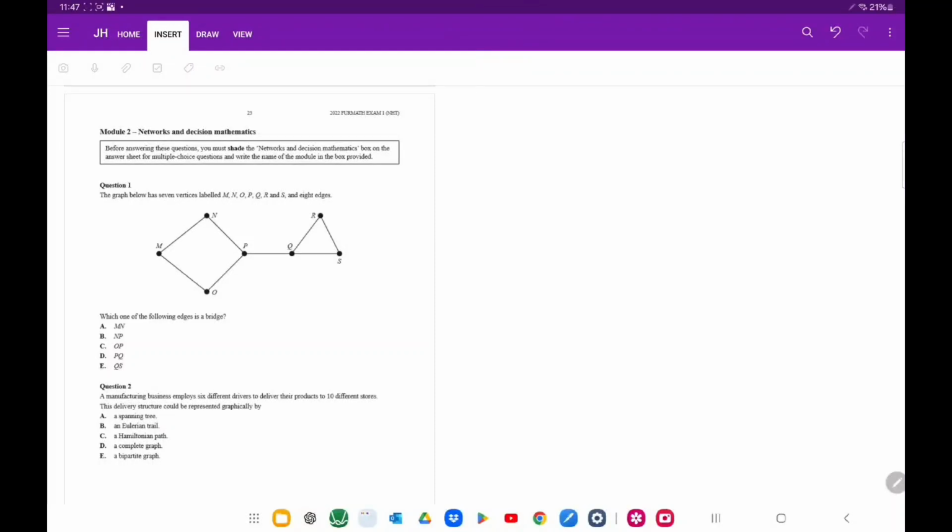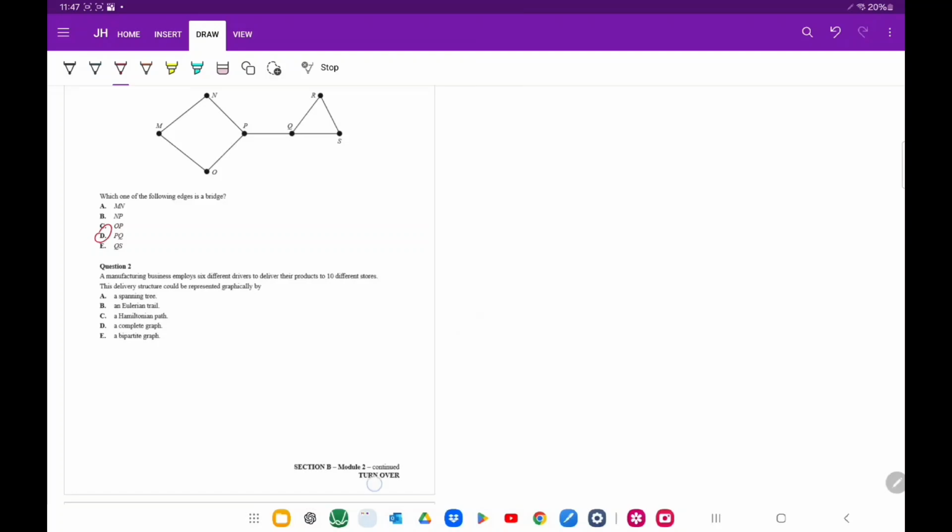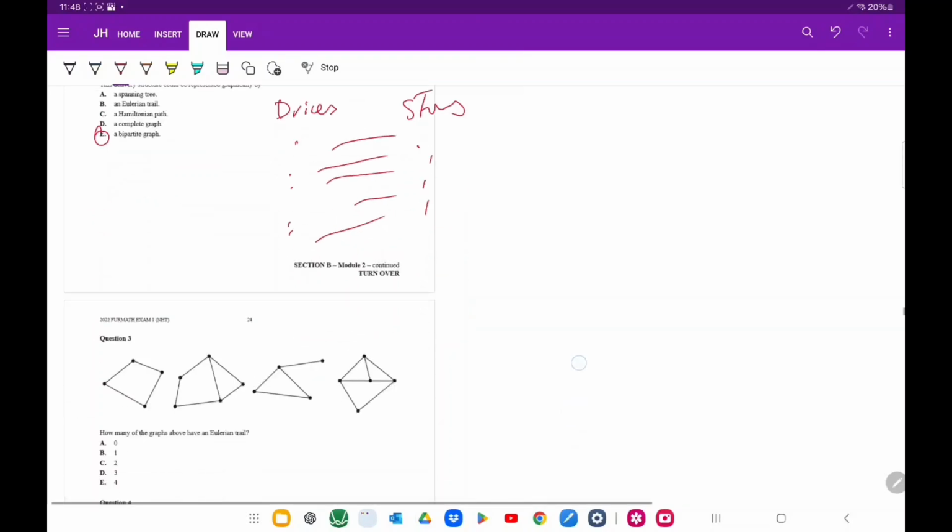2022 Exam 1 NHT. So you can see with the first question, very easy. Bridge is that part right there, so P to Q is the answer for that one. For the next one, a bar pie type graph is the most suitable one because if we've got drivers to stores, if we try to allocate those particular people, we need to use a bar pie type graph.